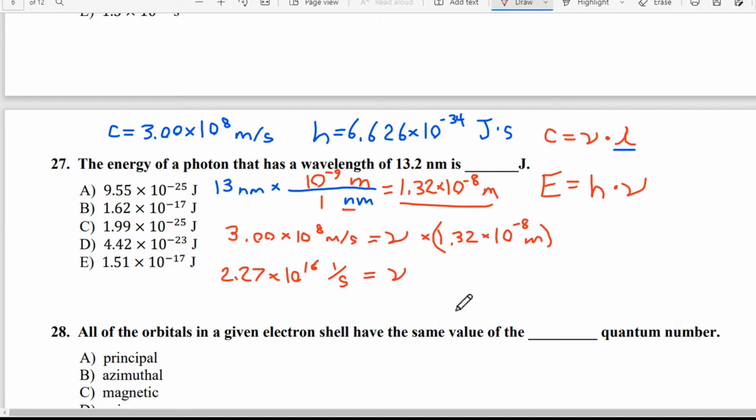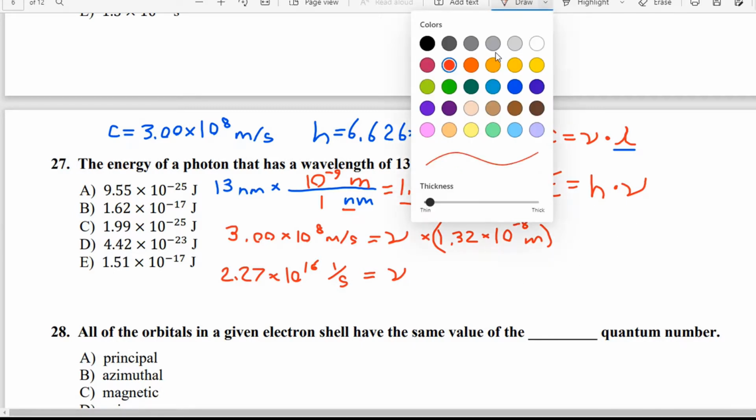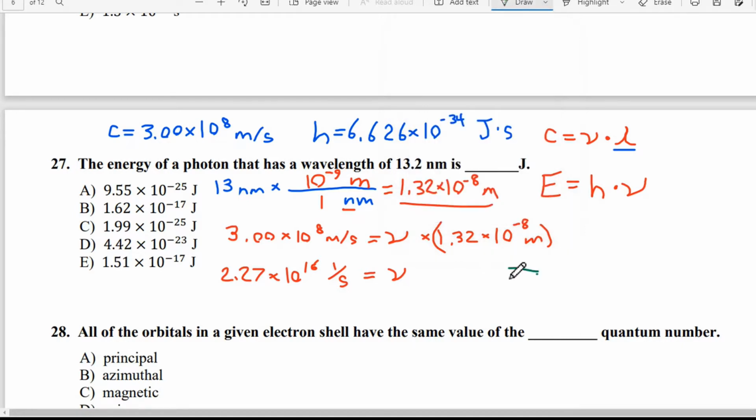So now I can go ahead and plug this into the E equation. I'm going to change the color of my pen. What's green? Where's green? Right there. Dark green? There we go. I'm colorblind. I actually truly am. So sometimes I don't know. All right.